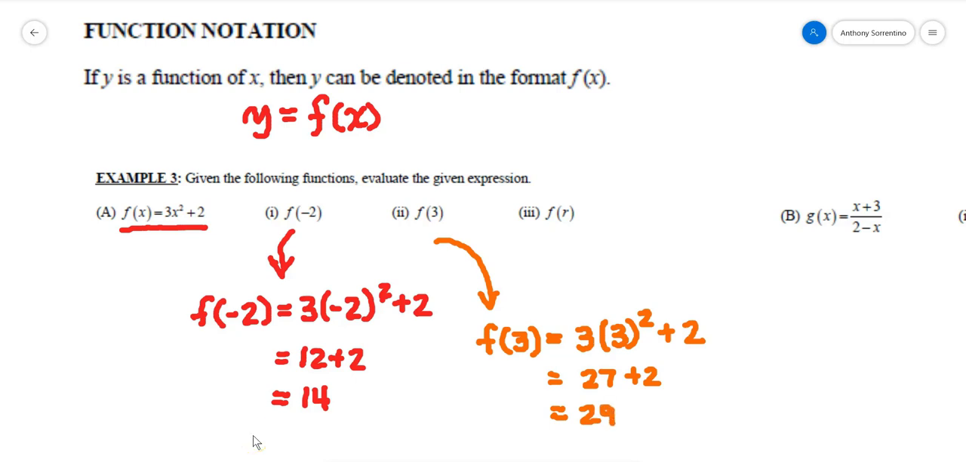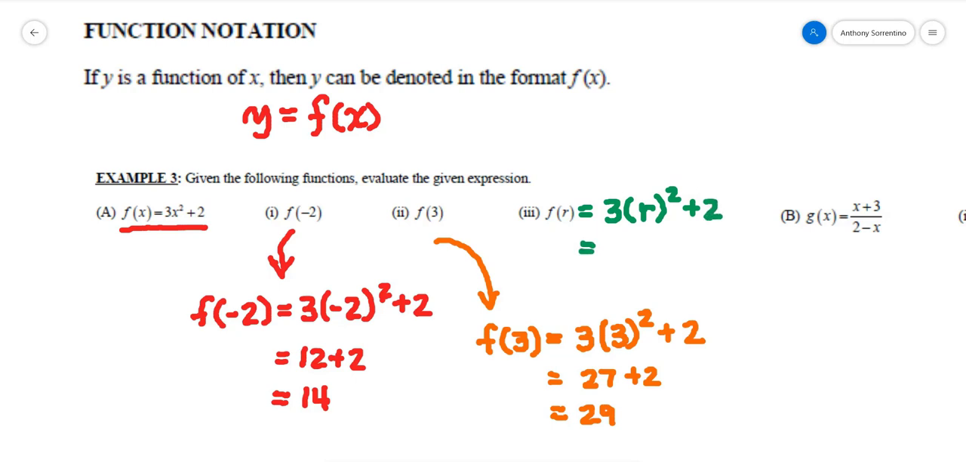Now, for some reason, when you replace x with some other letter, some people lose their mind and think, okay, I have no idea how to do this. It's really not that difficult. All you're doing is replacing the x with an r. In many cases, these could be very straightforward. This is going to be 3, I'm replacing the x with an r, squared plus 2.